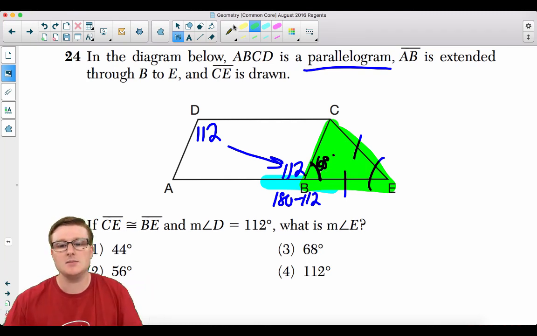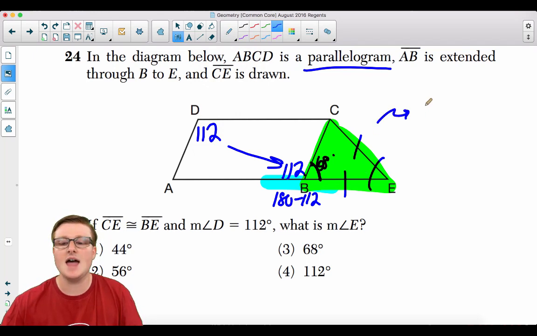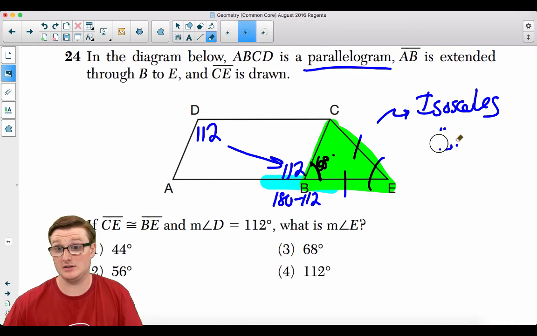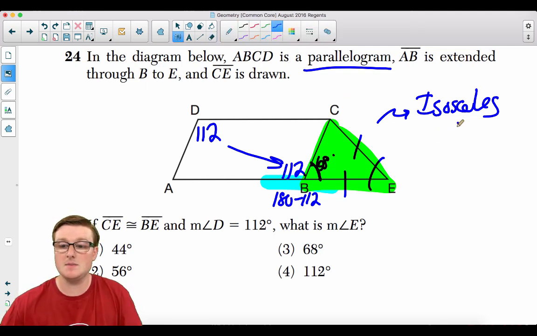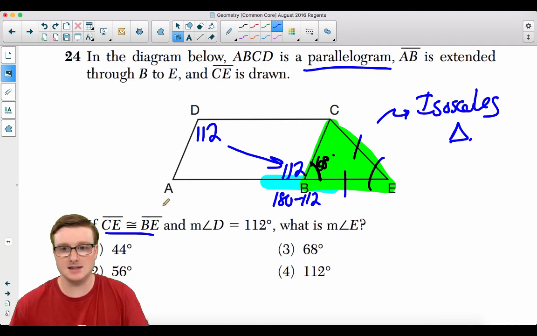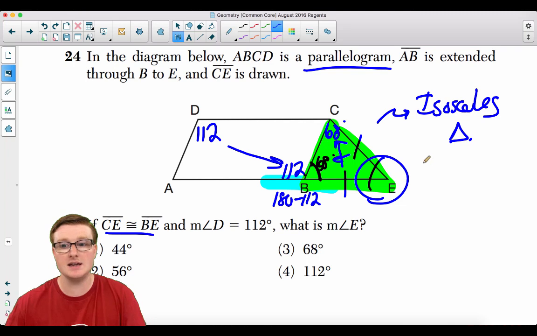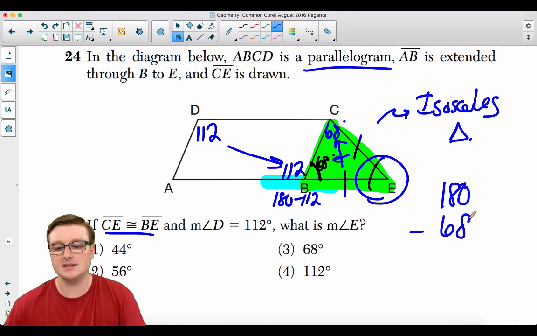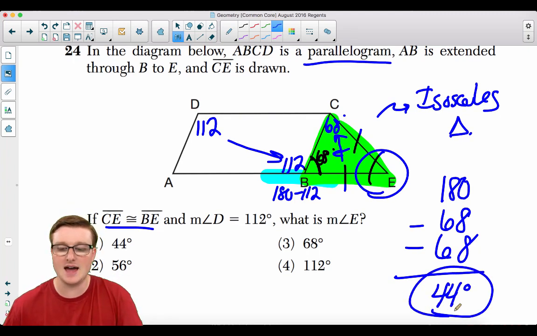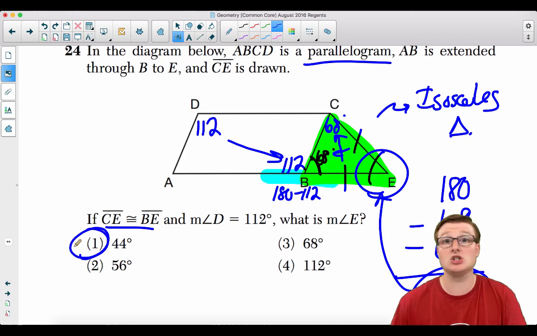Why is it isosceles? Because CE is congruent to BE, and if you prove two sides to be congruent, which they tell us already, then the triangle is isosceles. So therefore, the opposite base angles are congruent. So if this is 68, then this angle up here is 68. Now, in a triangle, there's 180 degrees. To solve for the measure of angle E, it's just going to be 180 minus 68 minus 68. When you plug that into your calculator, you get 44 degrees, and that is the measure of angle E. That's going to be choice 1.